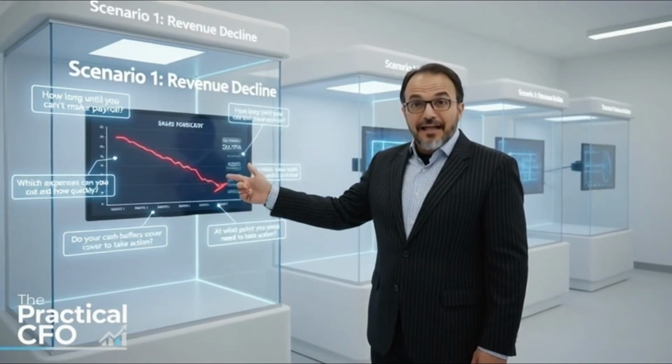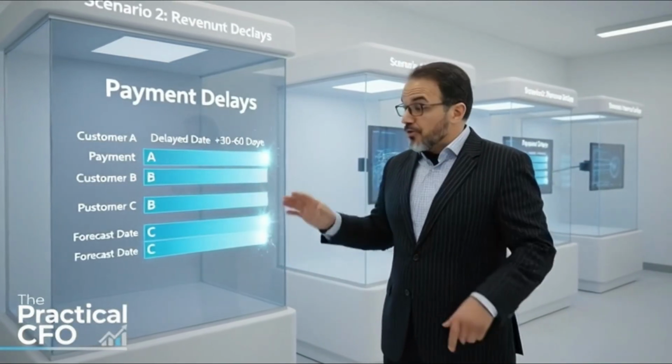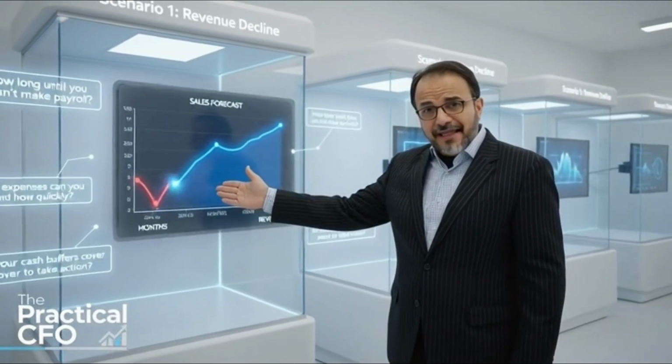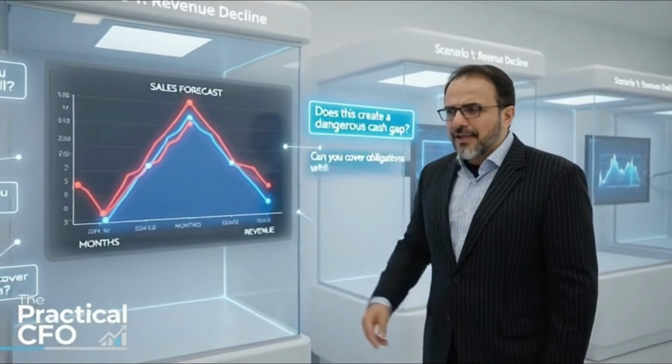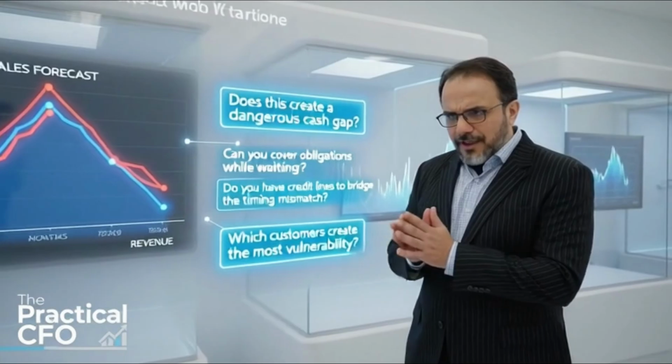Scenario 2, payment delays. What if your top 3 customers all pay 30 to 60 days later than your forecast assumes? Does this create a dangerous cash gap? Can you cover obligations while waiting? Do you have credit lines to bridge the timing mismatch?